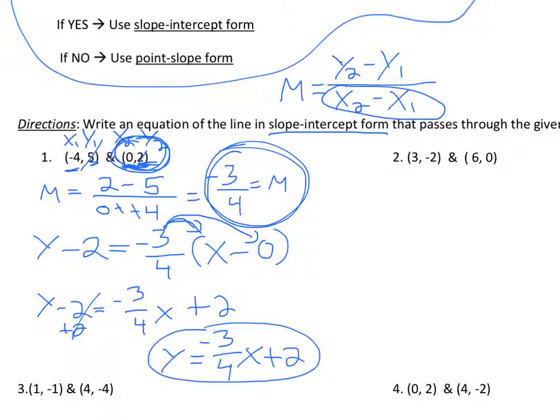All right, so the only thing we added in here, you have to find the slope. Then from there, we put it in point slope form and then solve for y to get it in slope intercept form. All right, let's do one more problem. Let's do number 3.